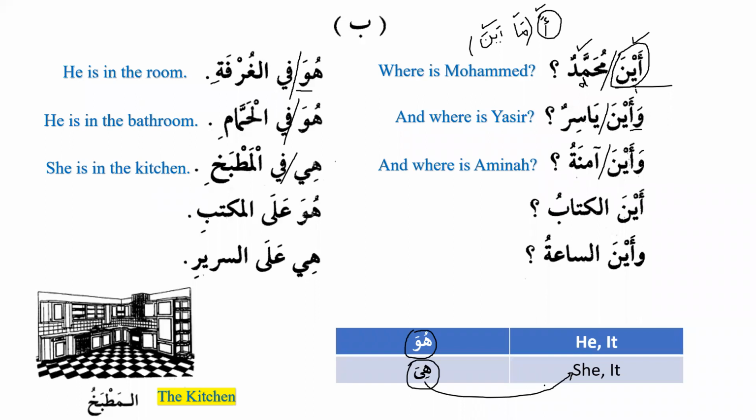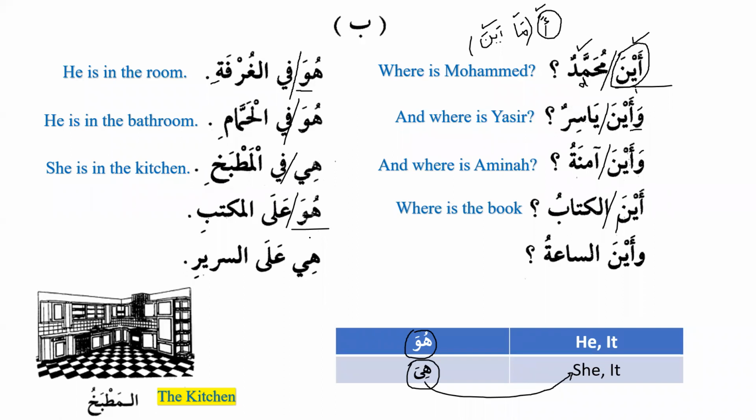Excellent. Aina al-kitabu. Where is the book? Huwa ala al-maktabi. Now, what will be the translation of huwa in English? It. We cannot say he is on the table. We will say it is on the table. That's why I told you, inshallah, that I will tell you all these small differences in Arabic and English.